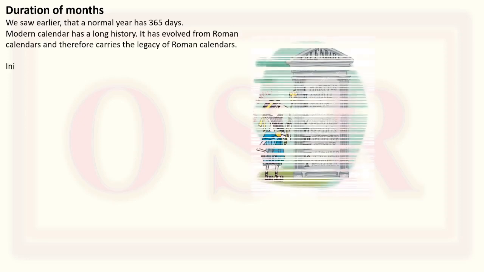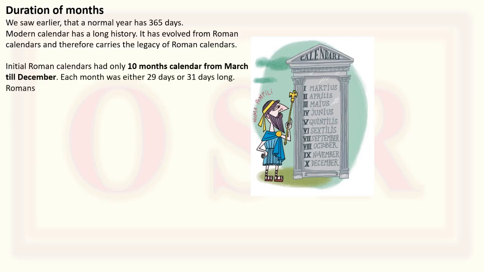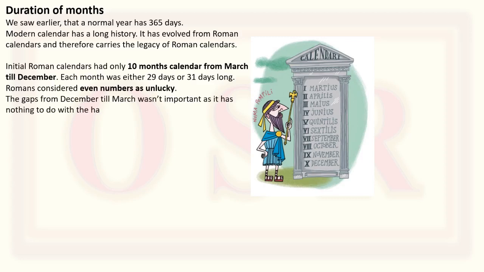Duration of months. We saw earlier that a normal year has 365 days. The modern calendar has a long history. It has evolved from Roman calendars and therefore carries the legacy of Roman calendars. Initial Roman calendars had only a 10 month calendar from March till December. Each month was either 29 days or 31 days long. Romans considered even numbers as unlucky. The gap from December till March wasn't important as it has nothing to do with the harvest.